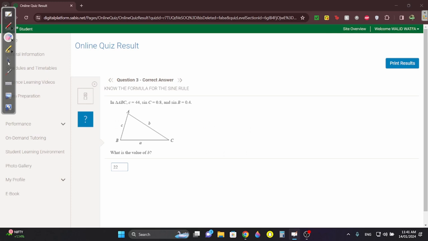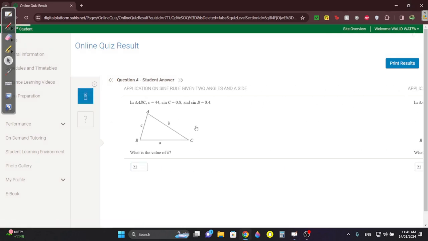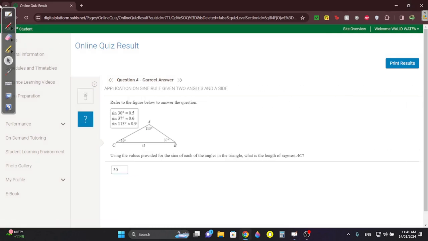Like this, and I find it easier. It's way easier than the first few questions. Okay, using the values provided for the sine of each of the angles of the triangle, what's the length of the segment AC? They want AC. AC is opposite to B, so let's call it B.